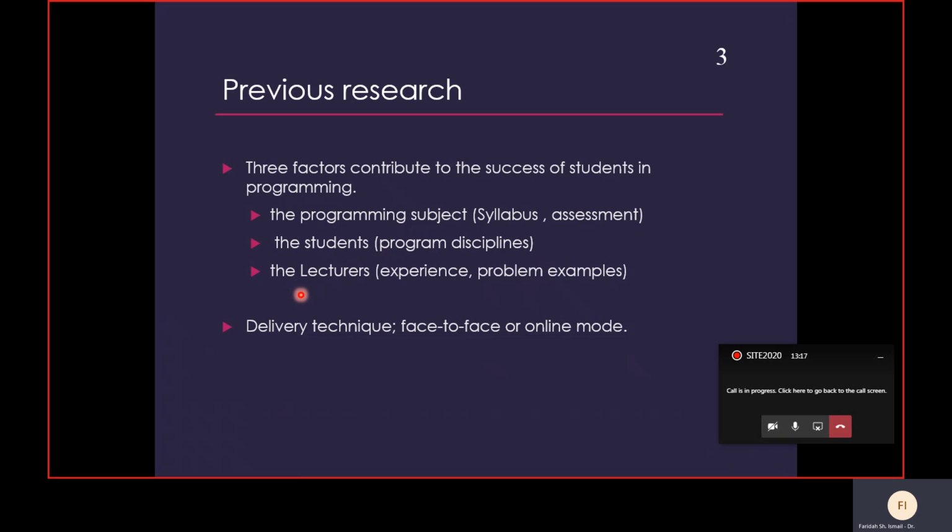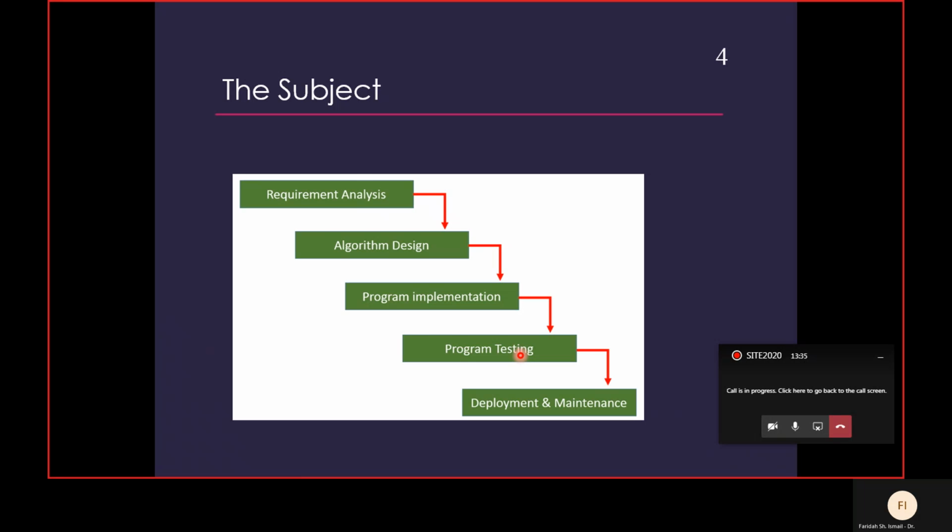On top of those three factors, delivery technique has also been seen as an additional factor. The delivery technique: is it using face-to-face mode, or is it using the online mode? The data that we are using in this research is based on the principles of computer programming subject that is taught in Malaysian Institute of Information Technology in University Kuala Lumpur.